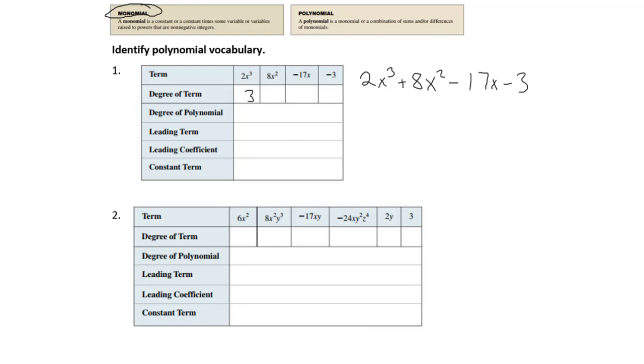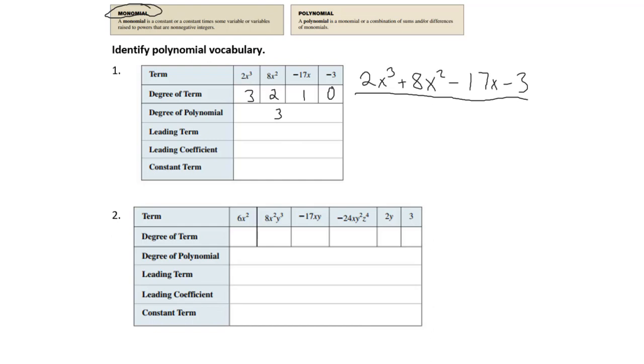Here, this has an exponent of 2, so its degree is 2. This term, negative 17x, has a power of 1 because there's that understood 1 as an exponent, and this has a degree of 0. So when you are looking for the degree of this entire polynomial, you just find the highest number, which of course is 3.